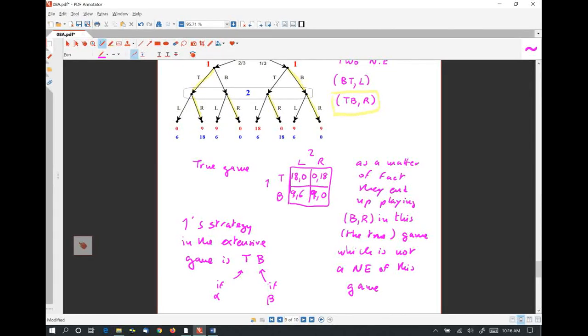So why should player 1 bother to even think about what he would do in a game that he knows he's not playing? Why would he need to think about what strategy to choose in the game associated with state alpha when he knows that the state is not alpha, he knows that the state is beta?